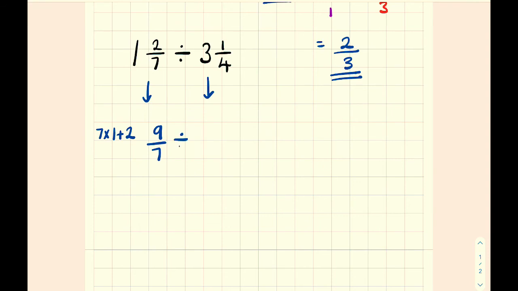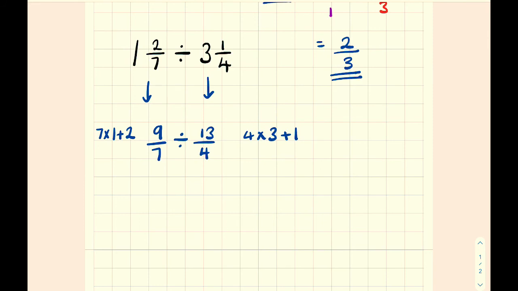Okay, we've still got the divide sign at this stage. The one on the right hand side, 3 1/4, you can do 4 multiplied by the whole value, so that's the denominator multiplied by the whole value, add the numerator. 4 times 3 is 12 plus 1 is 13. So that's 13/4, write it over the denominator.